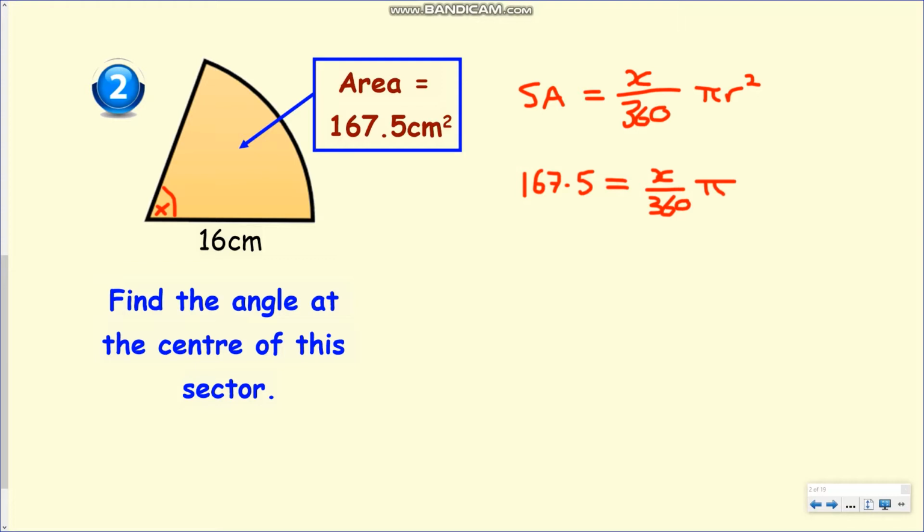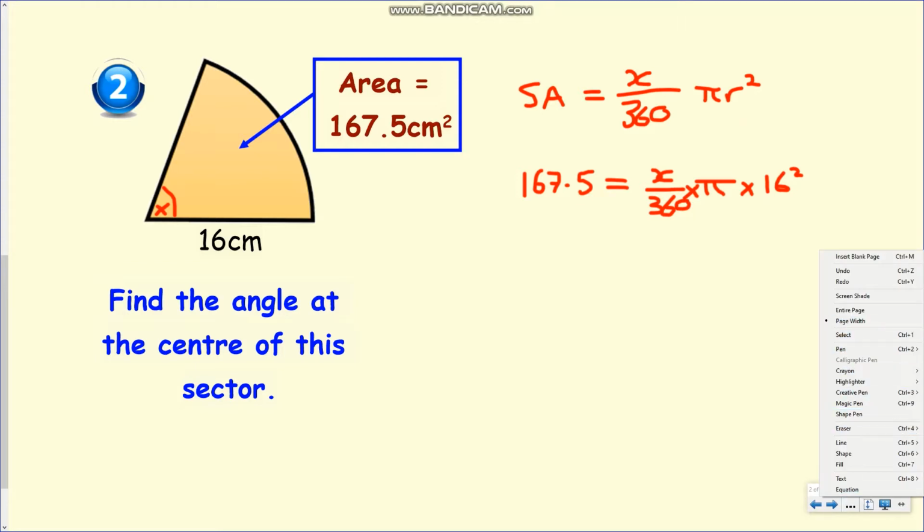My angle is unknown, so I've left that in as x, and I'm multiplying by pi and multiplying by the radius squared, which is 16 squared. Now, if you've put this into the rearranged version of the formula already, that's absolutely fine. You should get the same answer at the end. Okay, I'm going to rearrange the formula here.